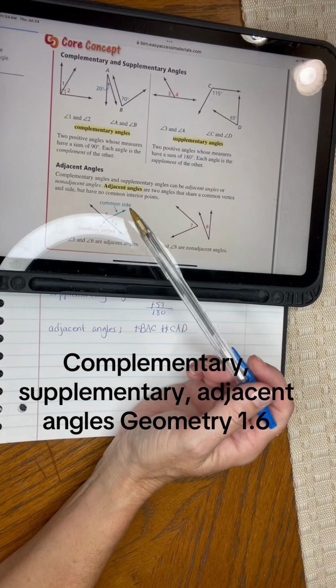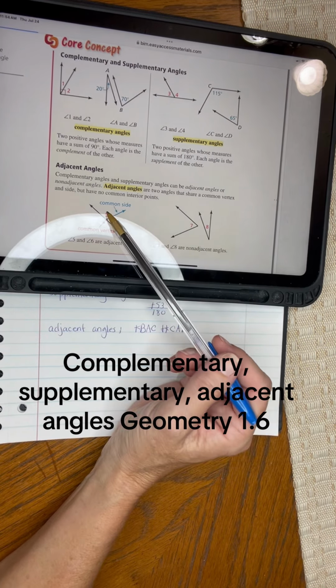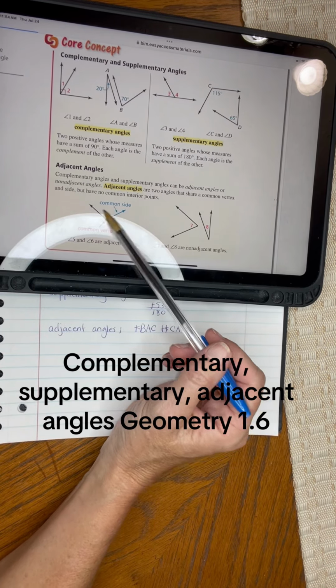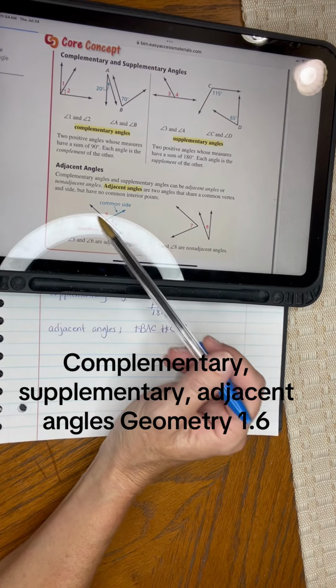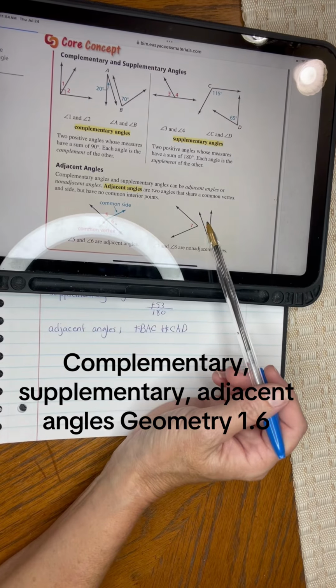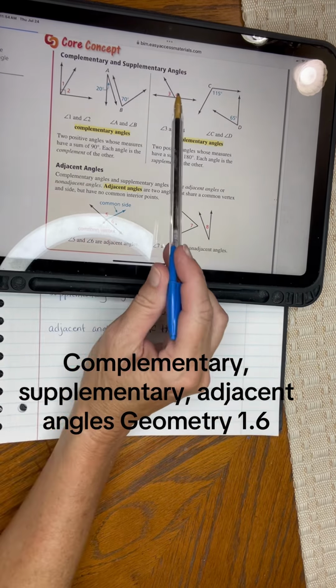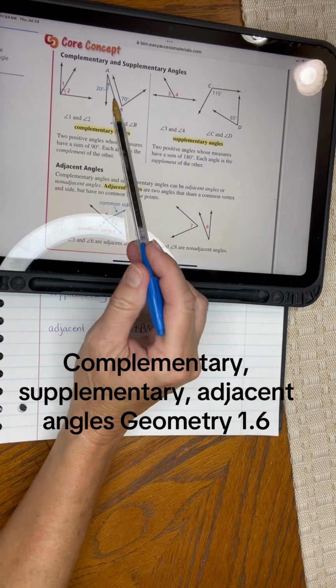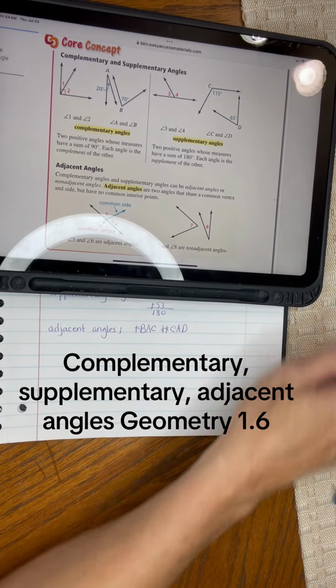Now the adjacent angles, as I said before, are butted up against each other. So here's an example of two that are adjacent, and these two are not. So adjacent, adjacent, adjacent, non-adjacent, non-adjacent, non-adjacent.